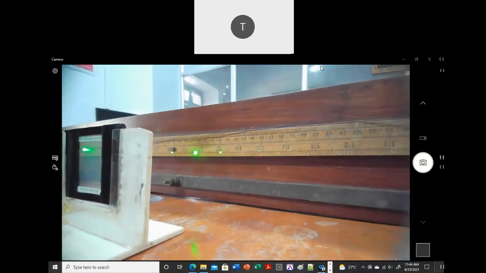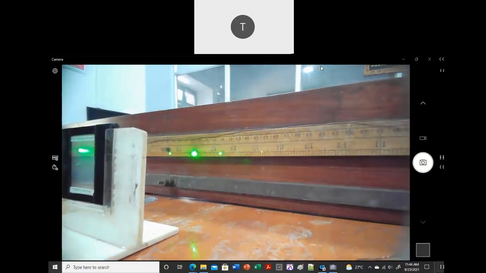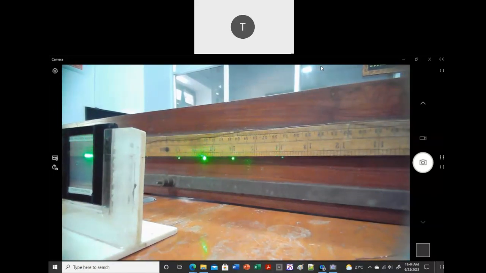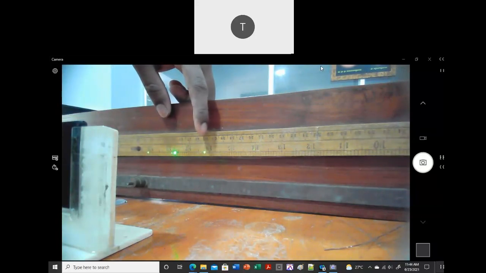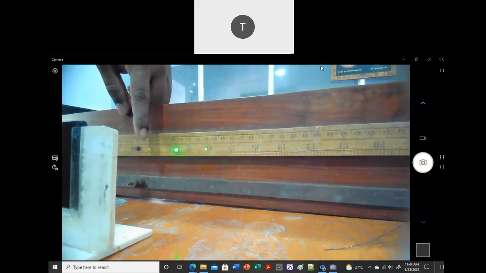Okay, so here you can see both the spots. Now I will tell the values. I will write the values. What is the value here? Around 41.2, and then what's the value here? The second first spot.